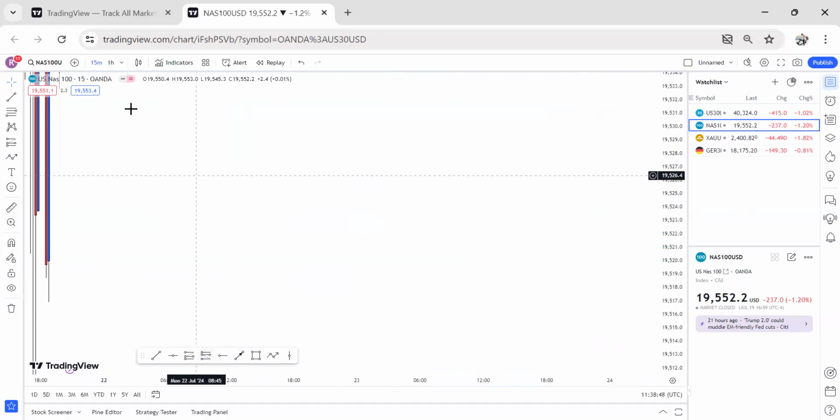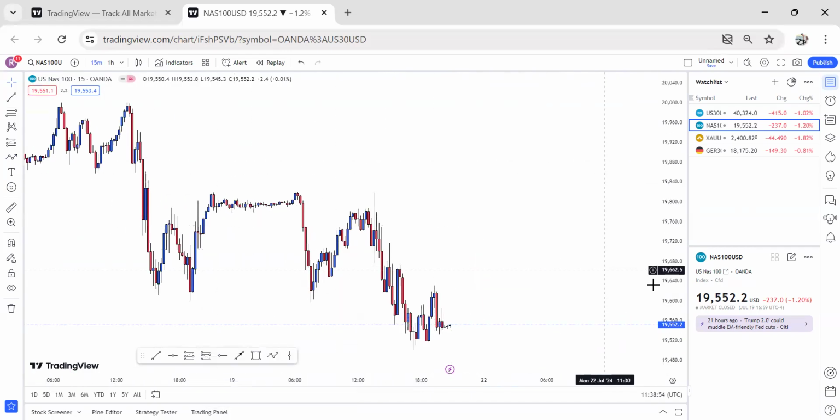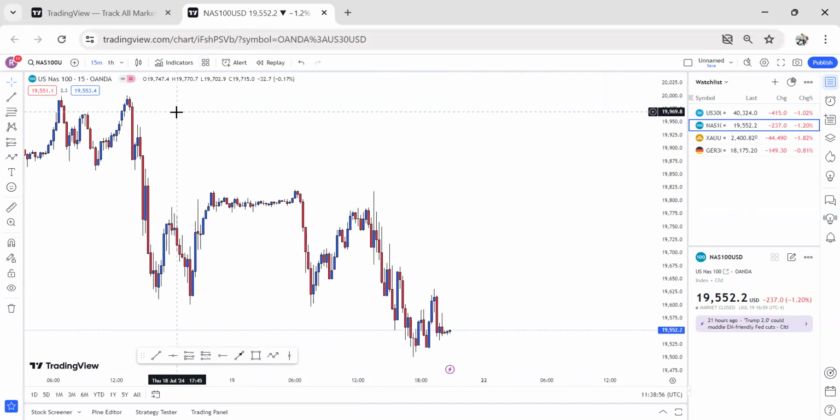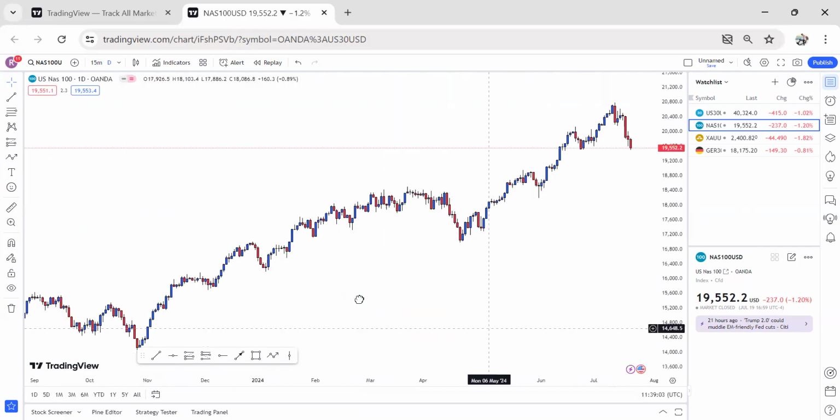Now let's go to the market and see what you're gonna do. With the market, when we come here, let's just reset the chart view. You're gonna wanna go to the daily time frame. That's where you have to start with Nasdaq. You have to start on the daily, and then you reset your chart. So what are we looking for here?